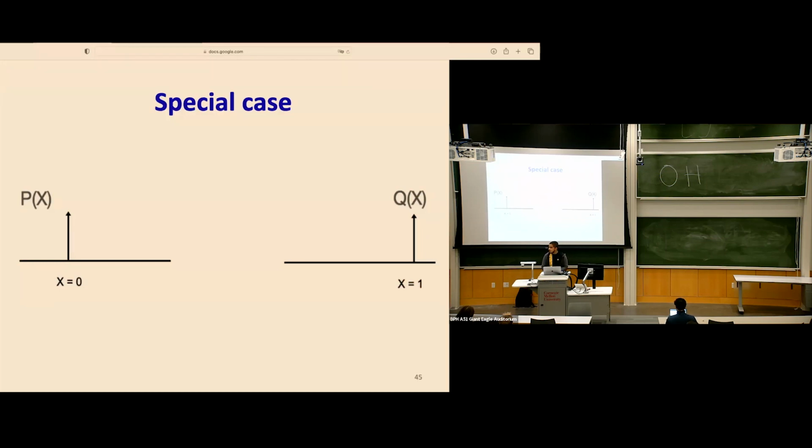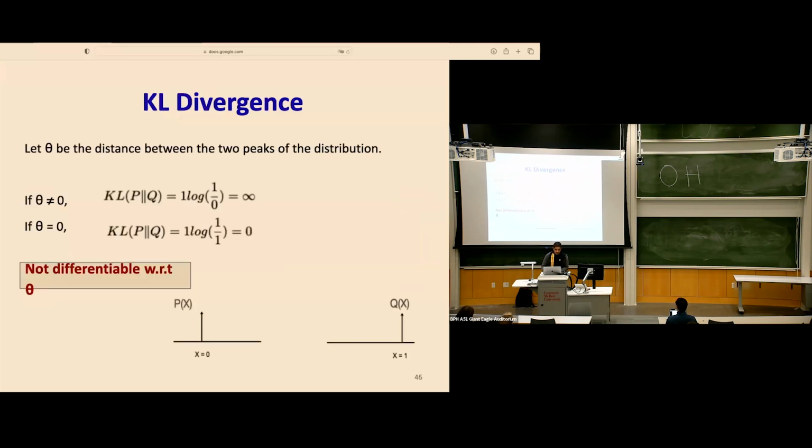Anyone on Zoom? Not yet. No? Okay. Have log 0. That's what it is. Yeah, so that's one case.